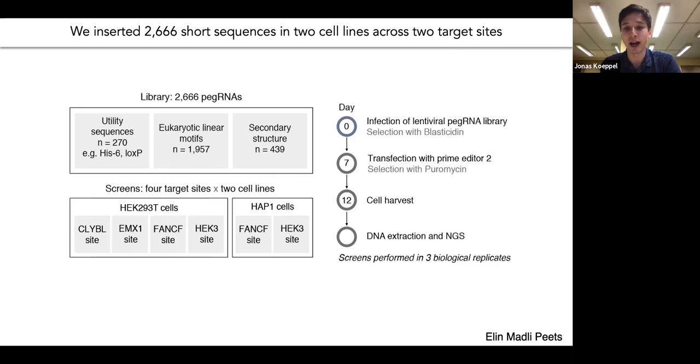And then we sequenced 2 amplicons. One amplicon is the target site, and the other amplicon is the pegRNAs. So basically, we can make a ratio to see how many cells that had a given pegRNA also inserted a given sequence at the target site.